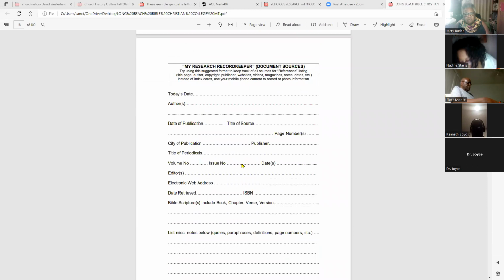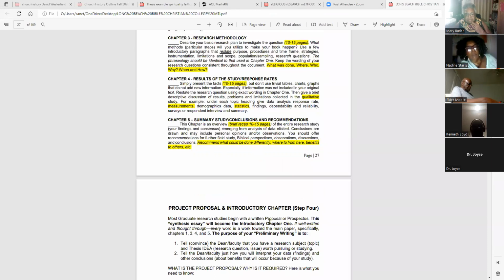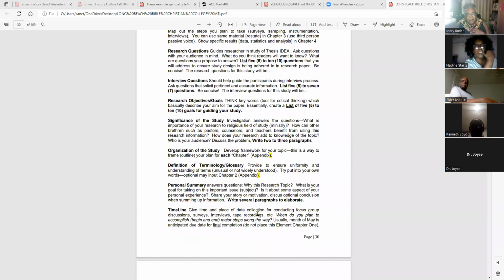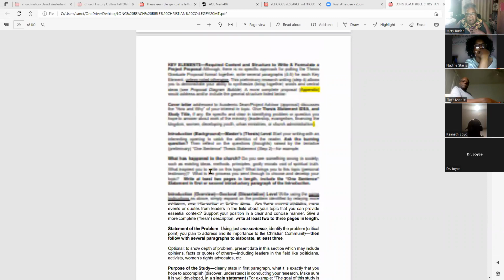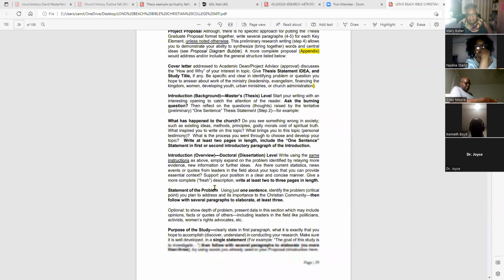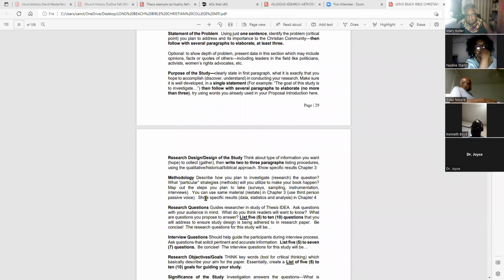Let me get the proposal. Okay, proposal. This is what you're asked to do. A proposal, 10 to 15 pages. If this proposal has an outline, this is the outline. I have it starting on page 29. I don't know what page it is in your book, but these are the elements. The first element is the introduction, statement of the problem, purpose of the study, research design, methodology, research questions.